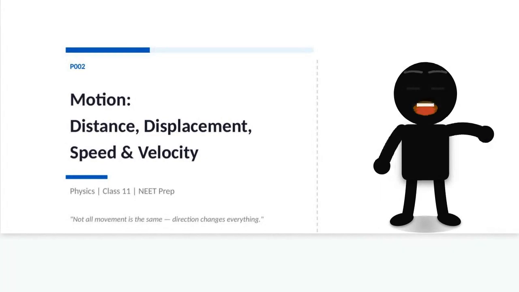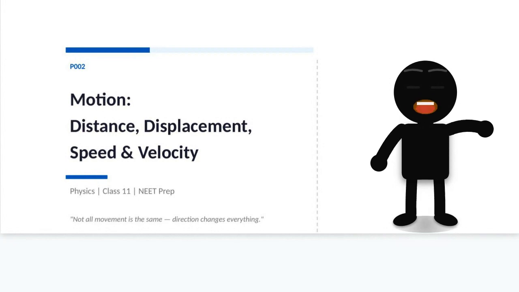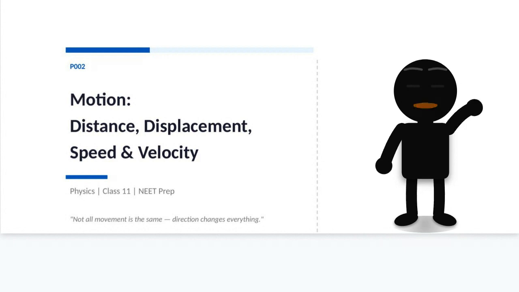But motion in physics is more subtle than it seems. There is a crucial difference between how far you travel and how far you actually are from where you started. And the direction of movement matters enormously. By the end of this lesson, you will understand the four most fundamental quantities in kinematics: distance, displacement, speed, and velocity.